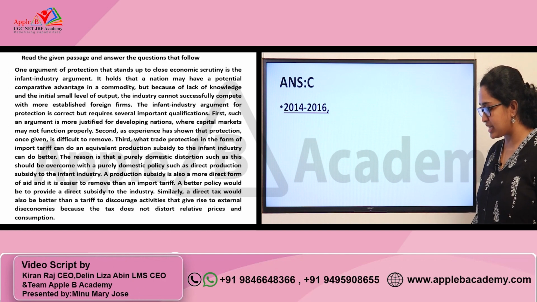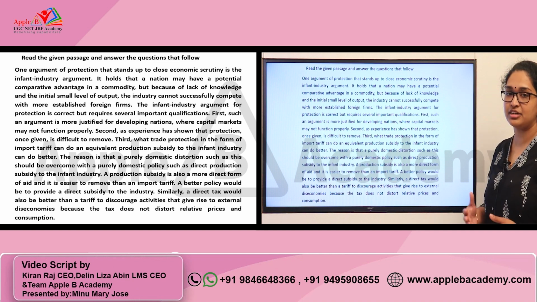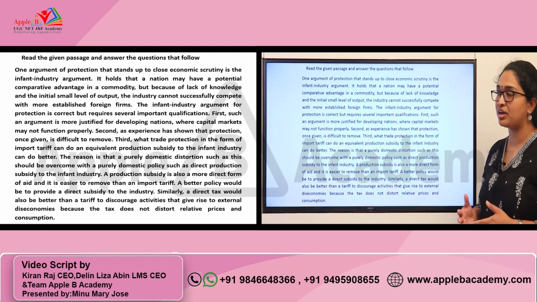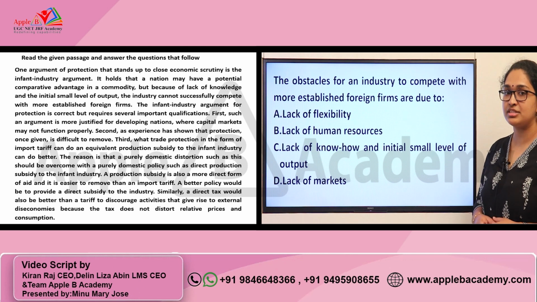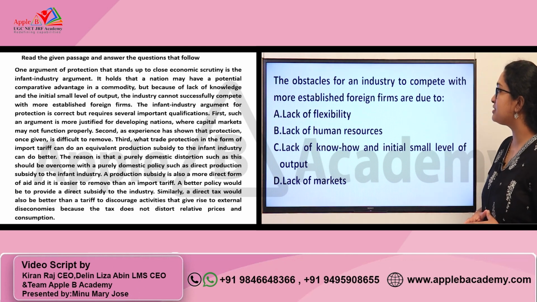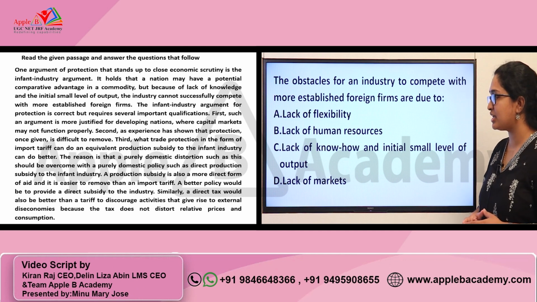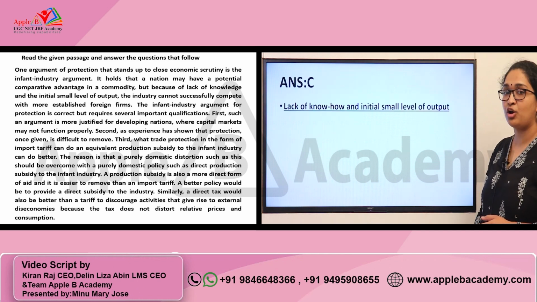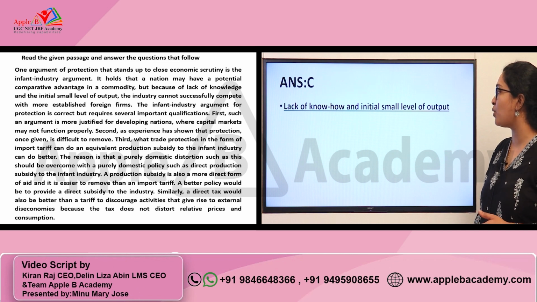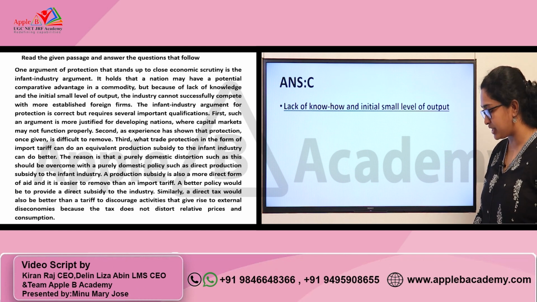Then we will move on to the next comprehension passage about an infant industry argument, etc., and about mostly related to tariff, import tariff, export tariff, etc. And from that we will have different questions here. The first question was: the obstacles for an industry to compete with more established foreign firms are due to. We have 4 options given here, and out of which the correct answer should be option C here: lack of know-how and initial small level of output. Option C is the correct answer for the first question from the second comprehension.